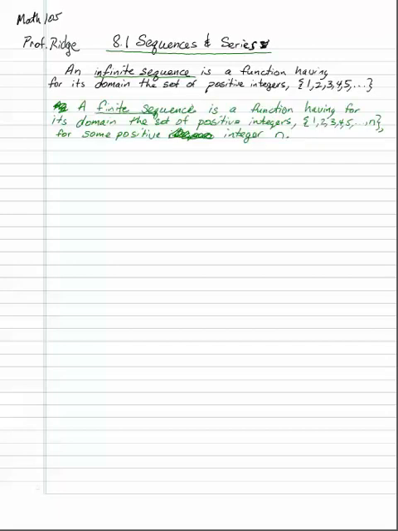A finite sequence is a function having for its domain the set of positive integers 1, 2, 3, 4, 5, and so on, up to some positive integer n. So we're going to stop at a positive integer. Finite meaning we're going to stop. Infinite sequence, we're going to go on forever.